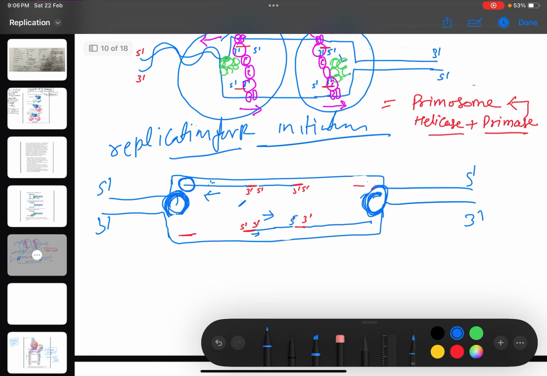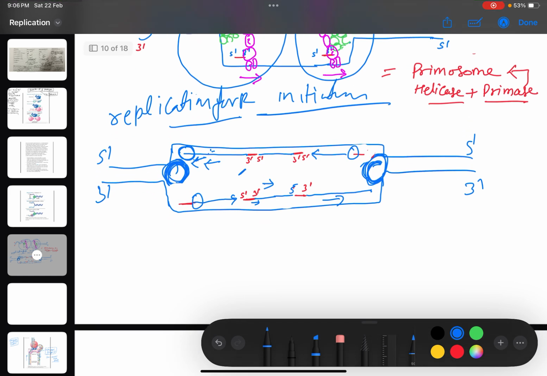Again the DNA polymerase joins this site, and DNA replication occurs in this direction, and again DNA replication occurs in this direction, but it does not affect this strand. This strand is continuous and this strand is continuous. That is known as the elongation phase.